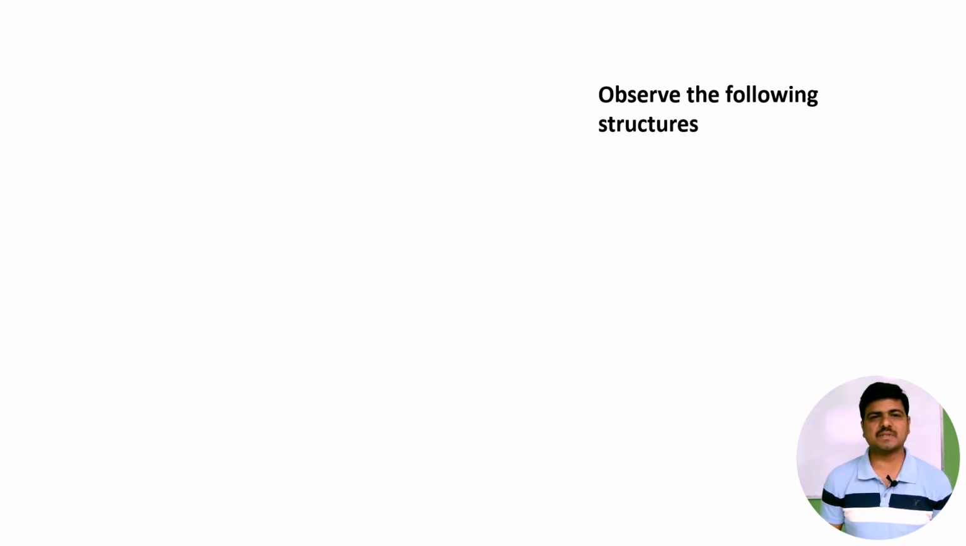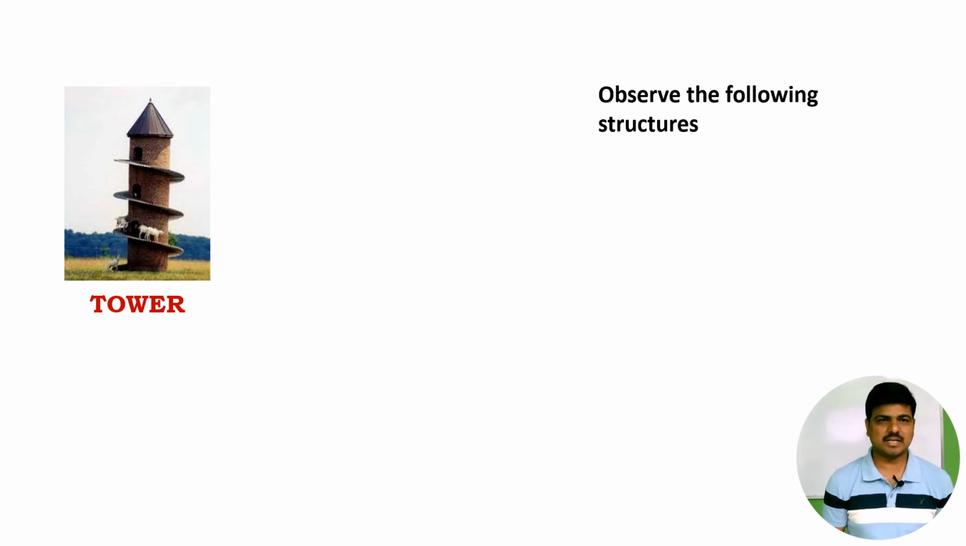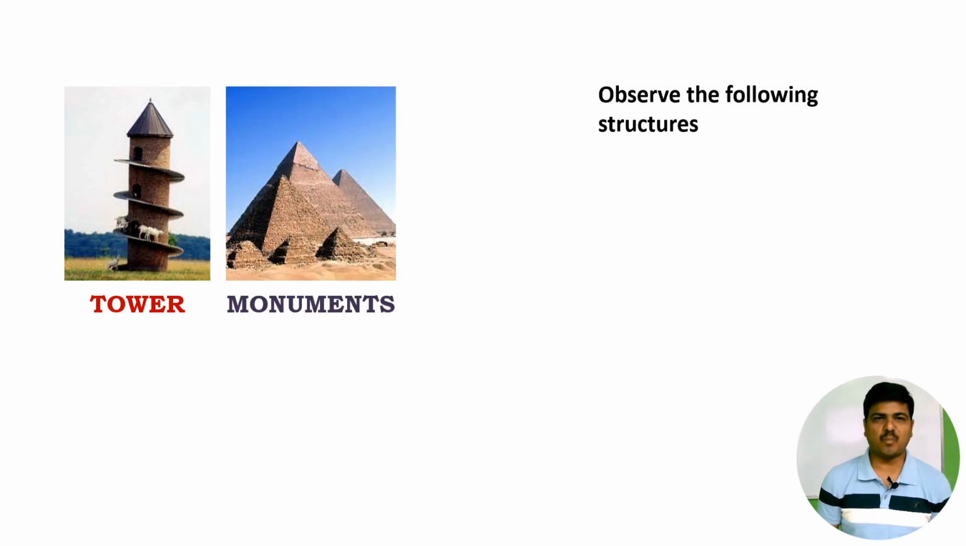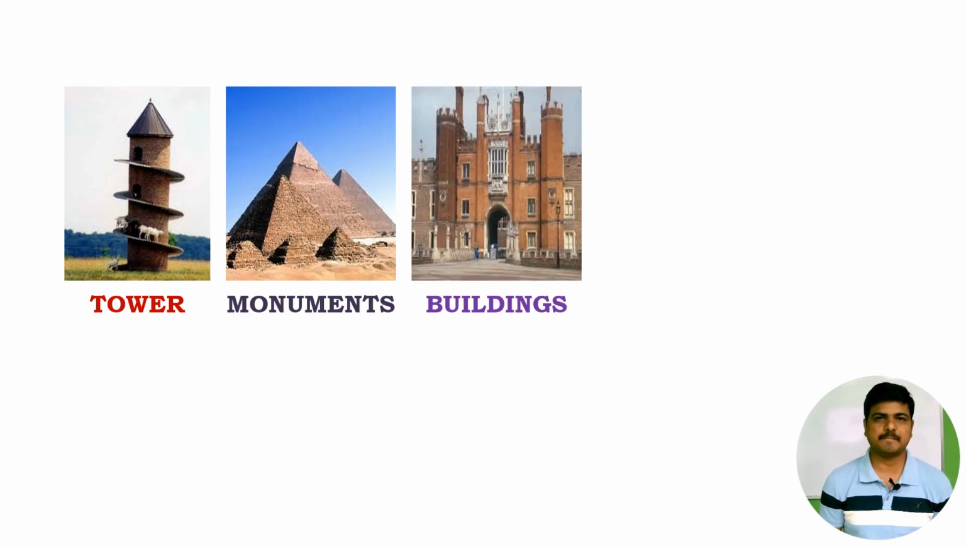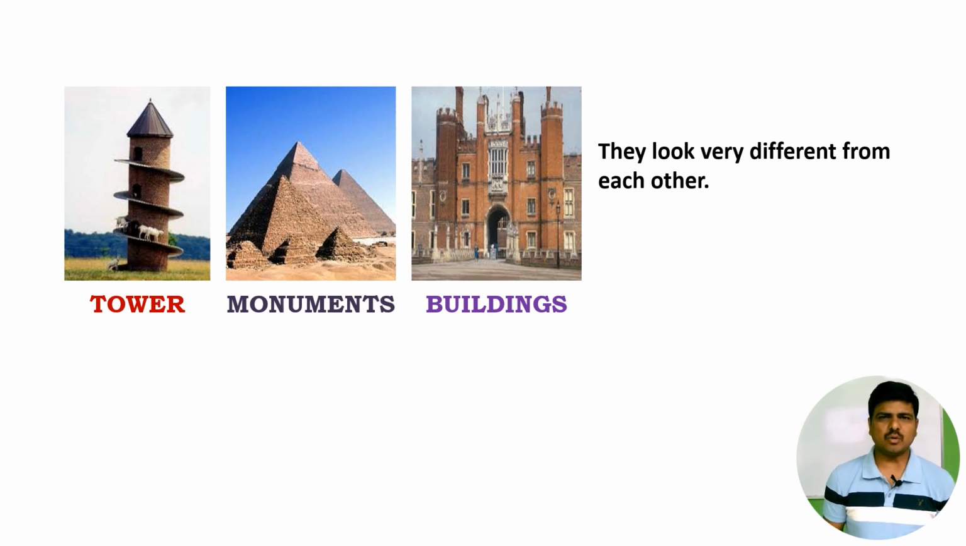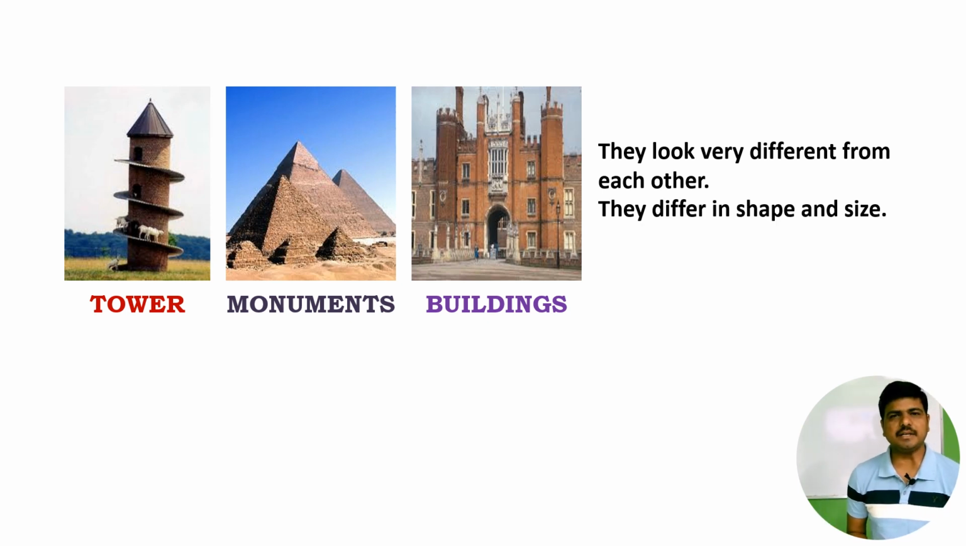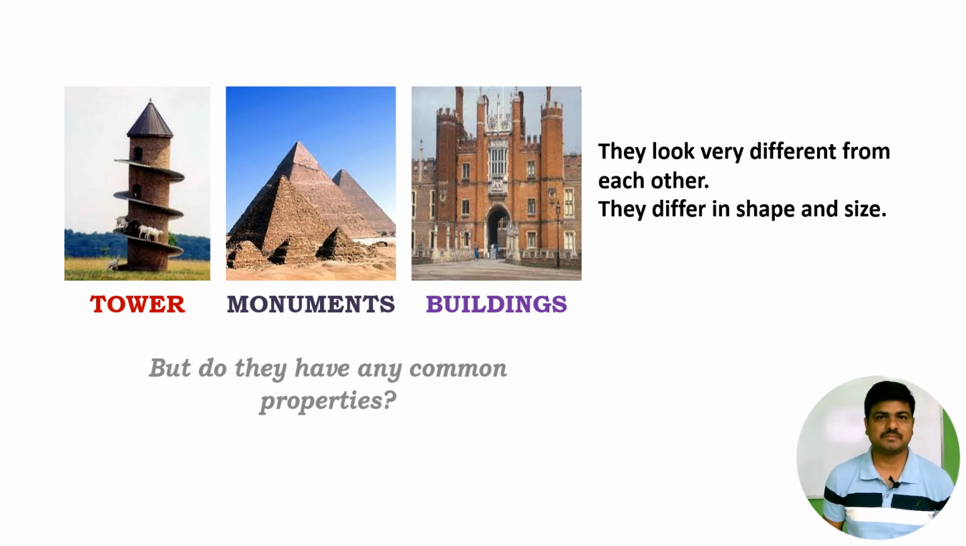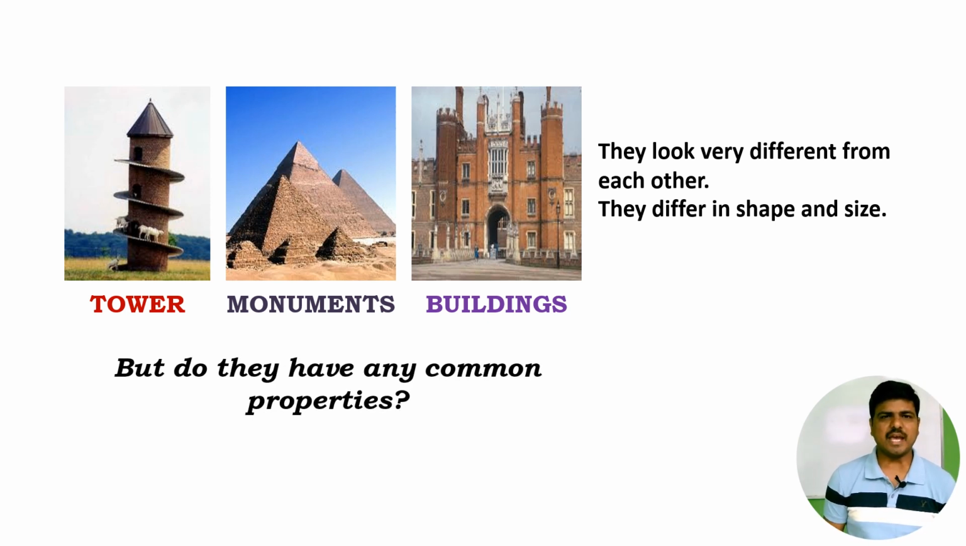So let's just observe these structures. A tower, a monument, a building. They look just different from each other, right? They differ in shape and size as well. But do they have anything common, any common property between them?